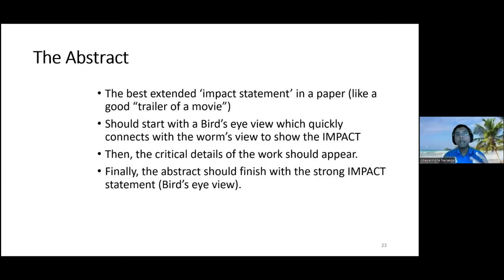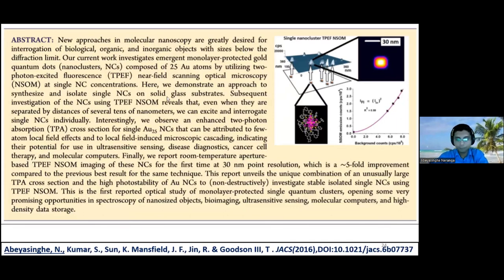When you are discussing the worm's view, you're actually discussing the details of your methodology, the research outcomes, the results and data. And once you have given the impact of those detailed aspects in your research work, eventually you have to come back to the impact statement. So the final statement will also be an impact statement. Once again, you finish with the bird's eye view. You start with the bird's eye view, narrow it down to more details, and then again make it broader.